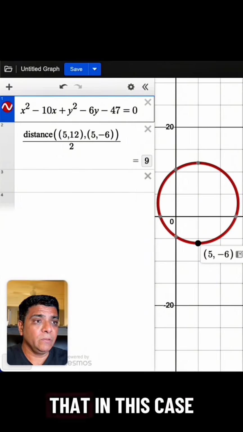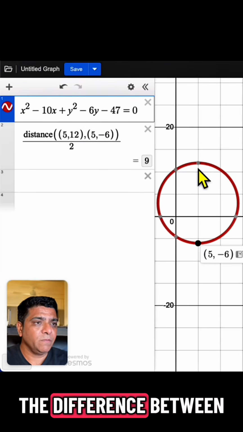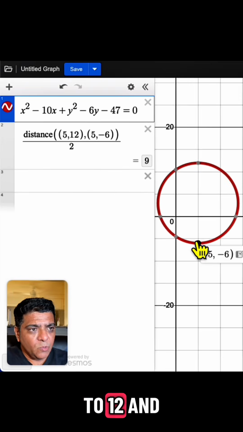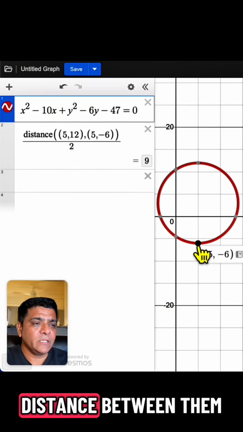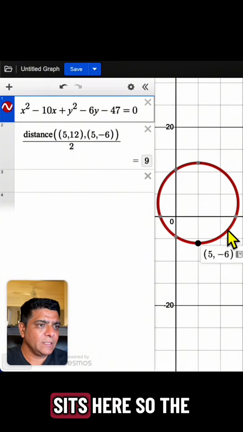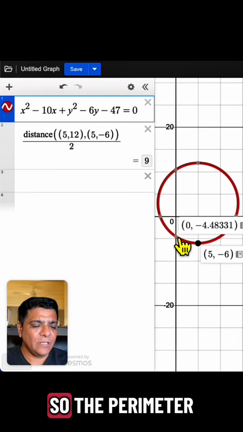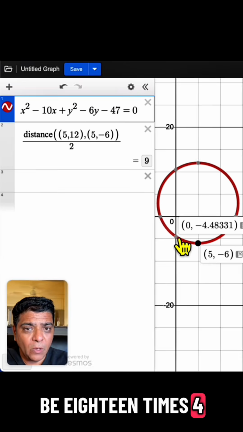But we don't even need to do that. In this case, we just need to see that the y value here is 12 and the y value here is negative 6. So the difference between them is 18, and the actual distance between them is going to be 18 units. So now the circle is inscribed within the square, so the square sits here. So each side of the square is equal to the diameter of the circle, which is 18. So the perimeter of the square is going to be 18 times 4, which is 72.